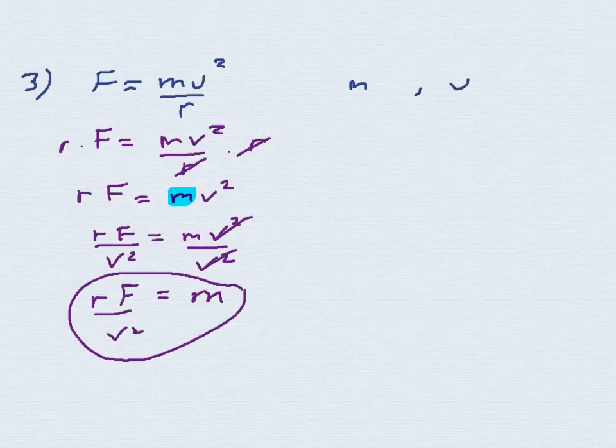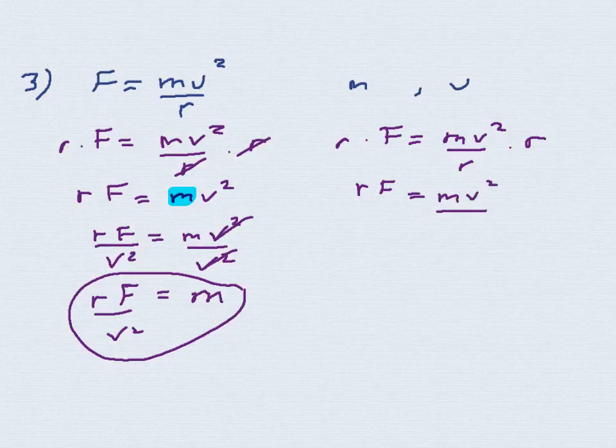Back up to the original question. You were also asked to solve for v. So if you take your original equation, F is equal to mv squared over r, times both sides by r. That gives you r times F equals mv squared. You want to solve for v, let's get rid of the m. If you divide this side by m, that side by m, you're left with v squared equals r times F over m.